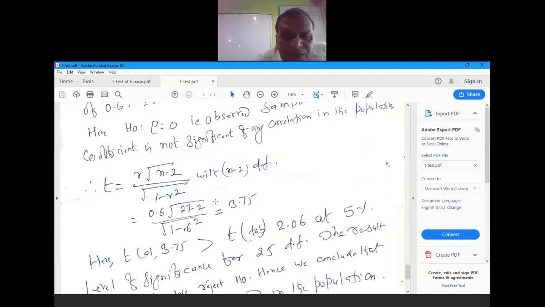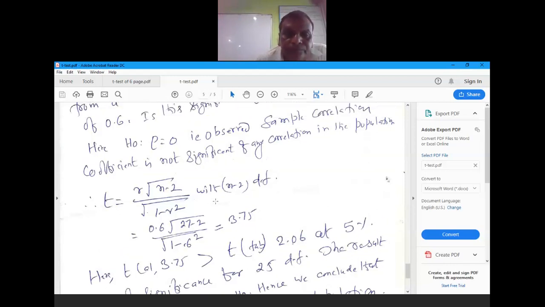So here you have seen that the value of T calculated, that is 3.75, is greater than T tabulated. You are given the value of T test at 5% level of significance for 25 degree of freedom is 2.06. So you may write here T calculated 3.75 is greater than T tabulated 2.06 at 5% level of significance for 25 degree of freedom.